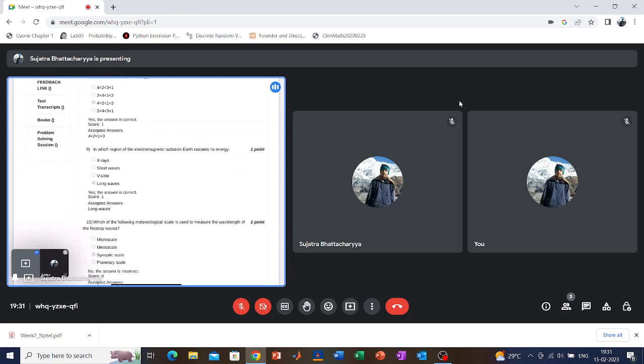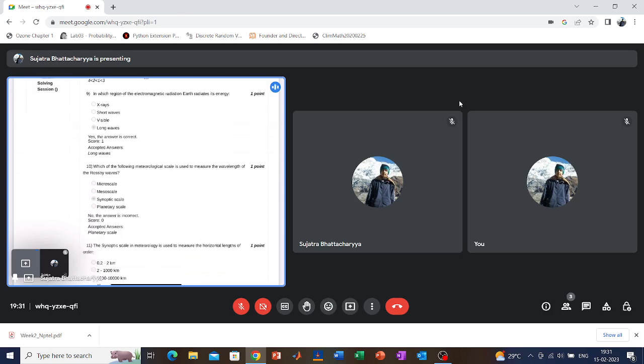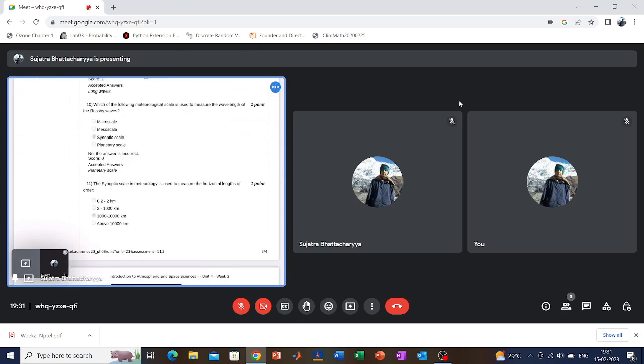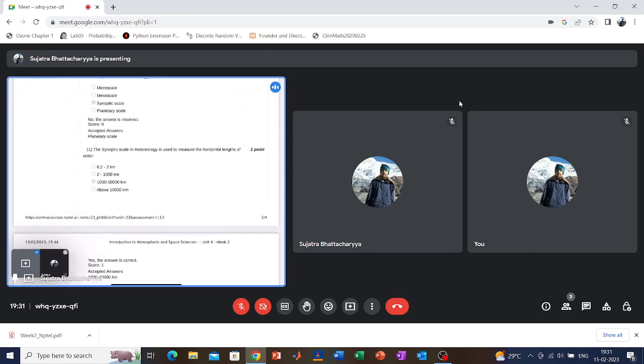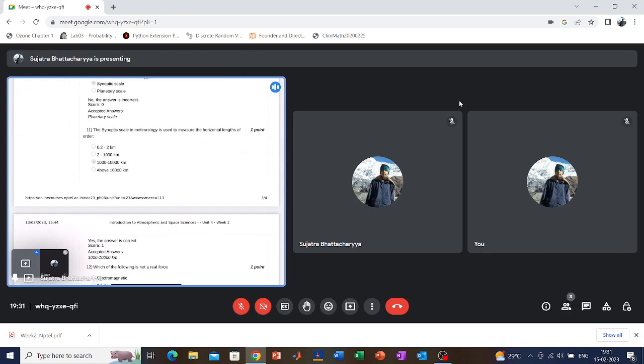Which of the following meteorological scales is used to measure the wavelength of Rossby waves? Not the synoptic scale, it should be the planetary scale. I have discussed it today, the planetary scale. Synoptic scale meteorology is used to measure horizontal lengths of the order I have again discussed today, 1000 to 10,000 kilometers.